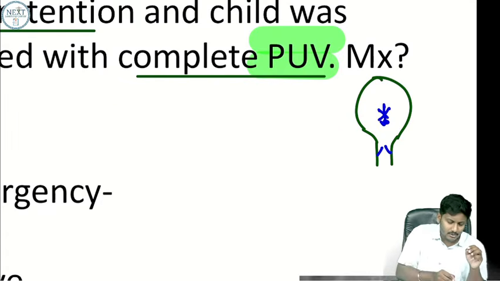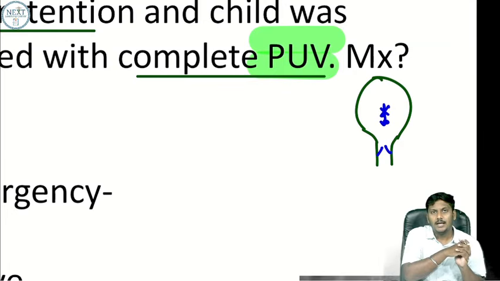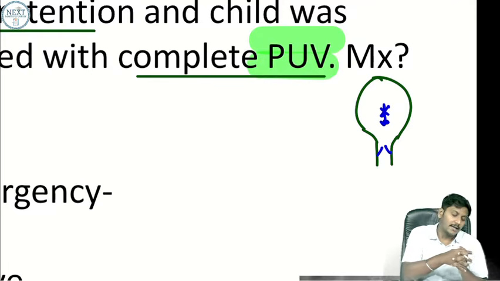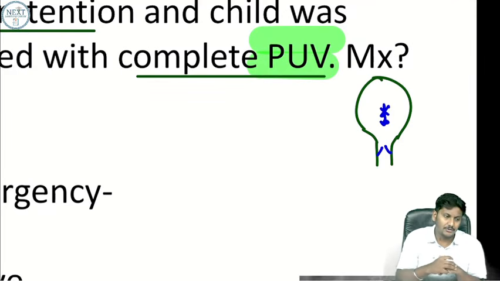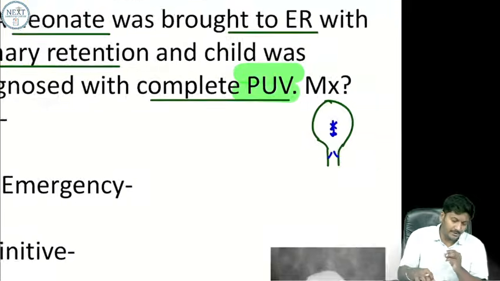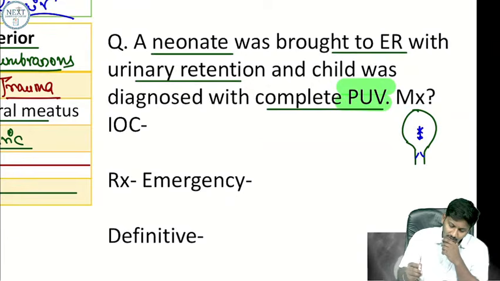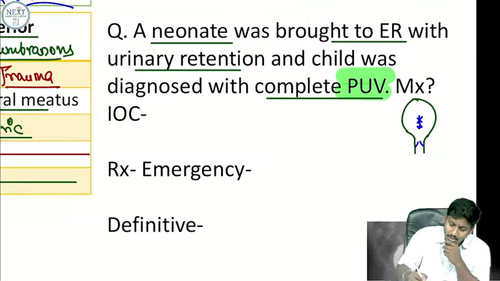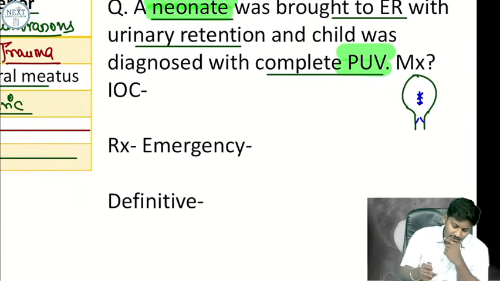Either it could be a complete valve or an incomplete valve, and because of this valve the person is not able to pass urine properly, causing urine retention, and due to that retention the child can have pain, infections or stones at times. Apart from that, the child either cannot pass urine or has a very poor stream of urine. That is important to remember. Clear? So here also the neonate was brought with a case of complete posterior urethral valve, and that's why the child was not able to pass urine, causing urinary retention.